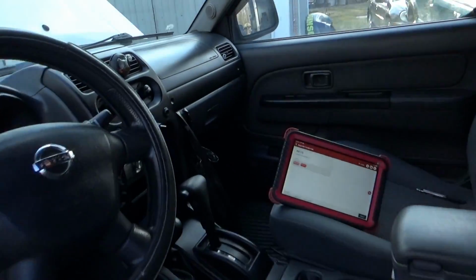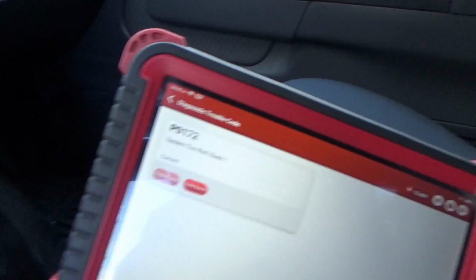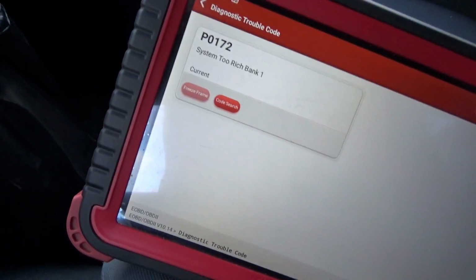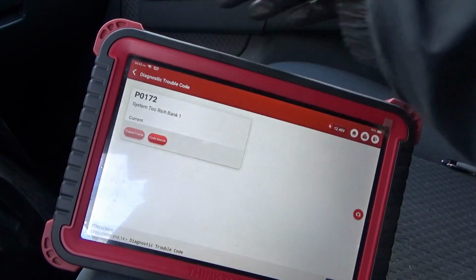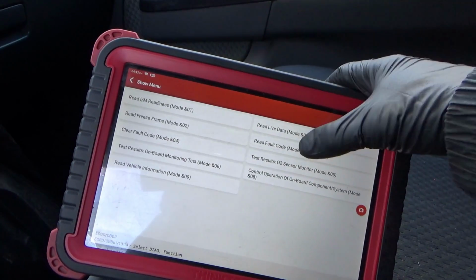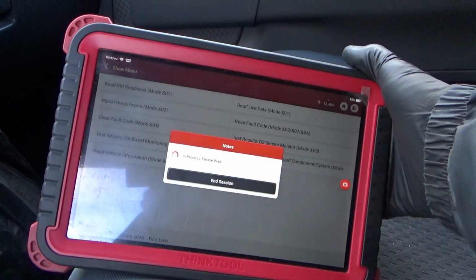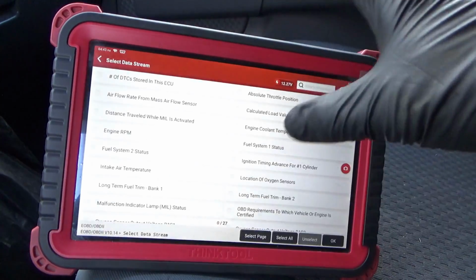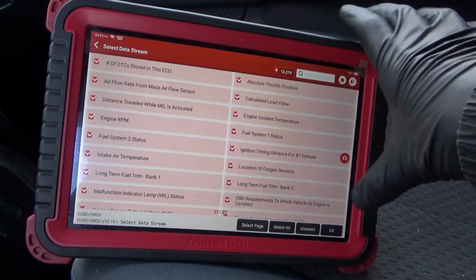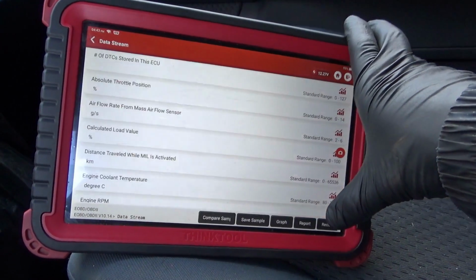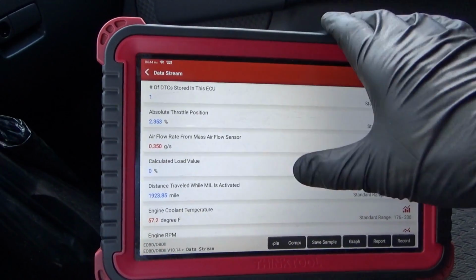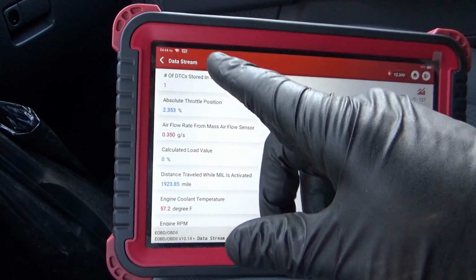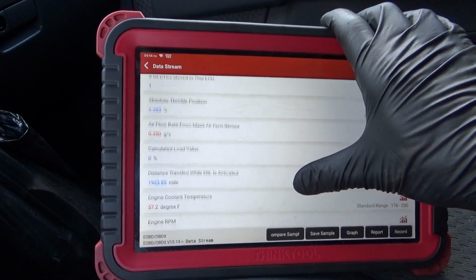Let's see what that is. P0172, System 2 Rich, Bank 1. This is OBD2 generic data. Truck is cold. Let's go right into live data. We don't need OEM data PIDs, just the generic. Let's see if anything jumps out. Remember, Bank 1, 2 rich.